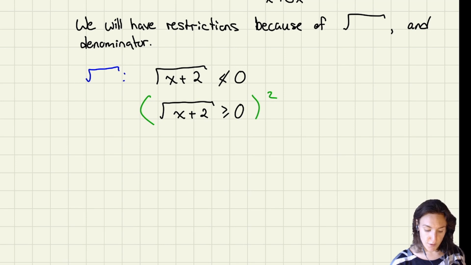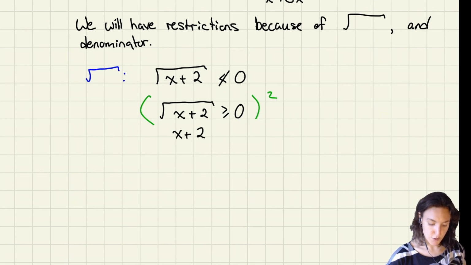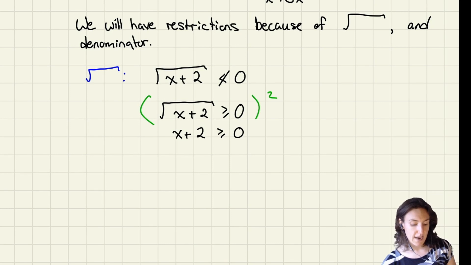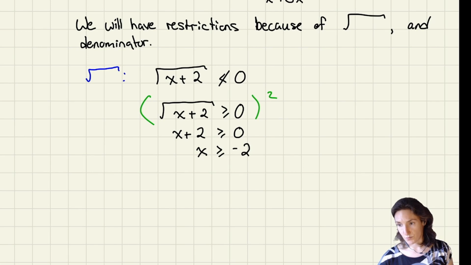We technically don't even have to write the square root there, but I'm just doing it to give you extra practice. And then I have to have x plus 2 greater or equal to 0. So to isolate for my x, I'm just going to bring this over to the other side. And I get x is greater or equal to -2.